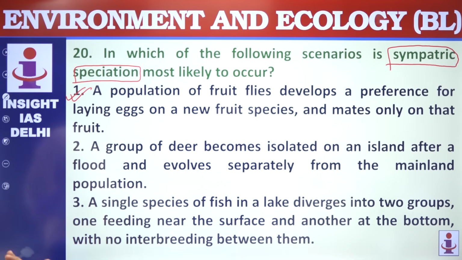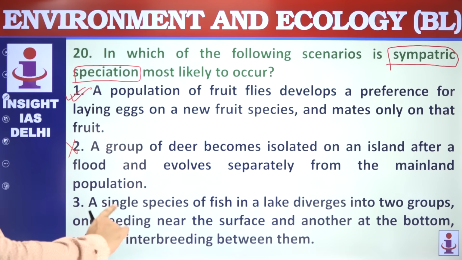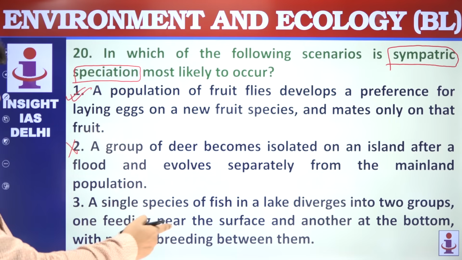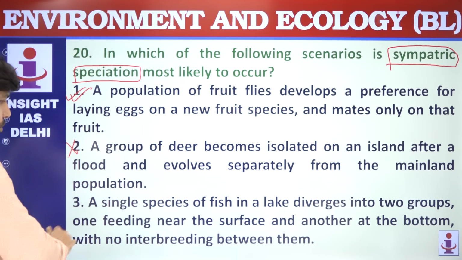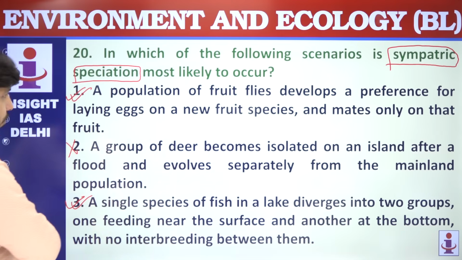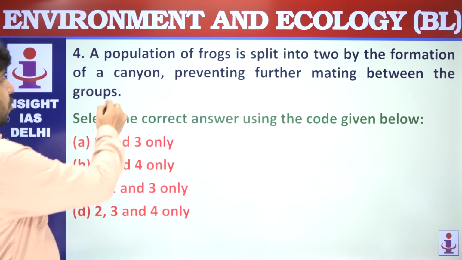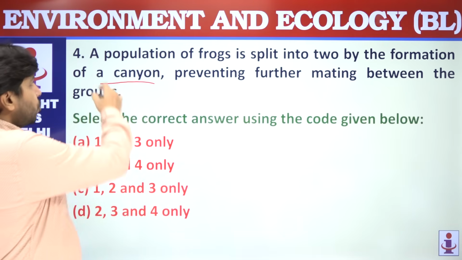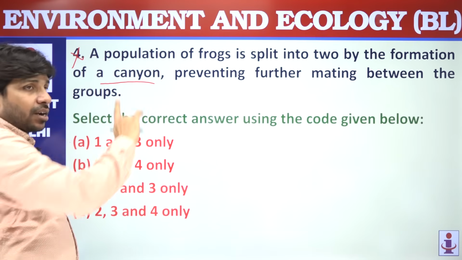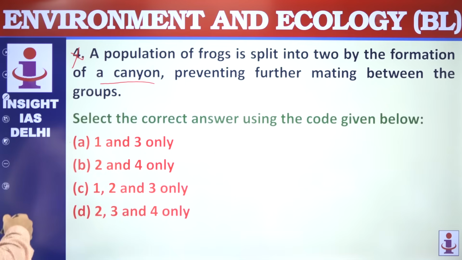Group of deer becomes isolated on an island after a flood. Okay, so geography is involved. This is not sympatric, this is allopatric. A single species of fish in a lake diverges into two groups, one near the surface, the other one at the bottom. No geography involved because both the two species are in the same geographical area. So this is an example of sympatric. A population of frogs is split into two by formation of a canyon. Canyon formation means geography is involved. So this statement is not correct. This is for allopatric, not sympatric. So only 1 and 3 are correct. Option A is the correct answer.